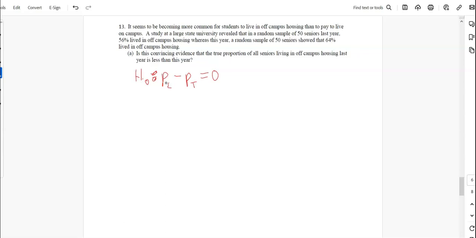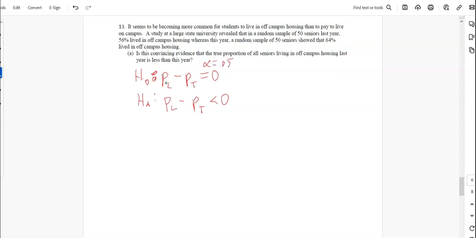The alternate would be that the proportion of last year's minus the proportion of this year's. We want last year's to be less than this year. That means a smaller number minus a bigger number, which is going to be negative. So I think we want it to be that way. Or P of L is less than P of T. Okay, so the alpha level, you just want to state it, is 0.05 if they don't say anything.